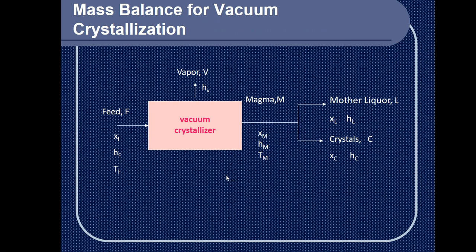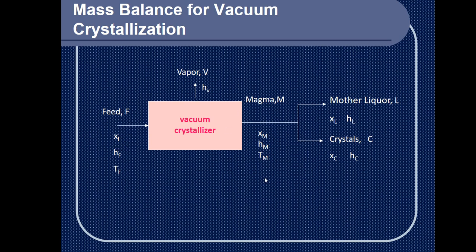Now, let's say we will have to draw our crystallizer here in the form of a box. So the water that is vaporized in the process of crystallization is represented by V with its corresponding enthalpy. The feed is represented as F and its corresponding parameters here, temperature, enthalpy, and mass fraction of the solid in the feed. And we have the magma.